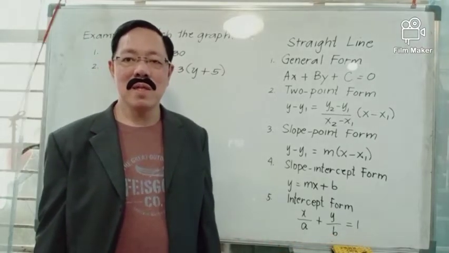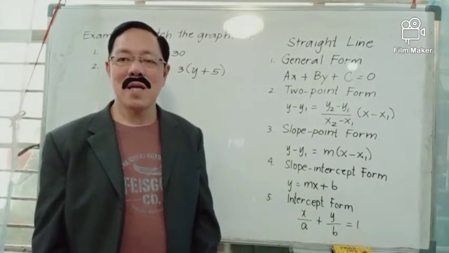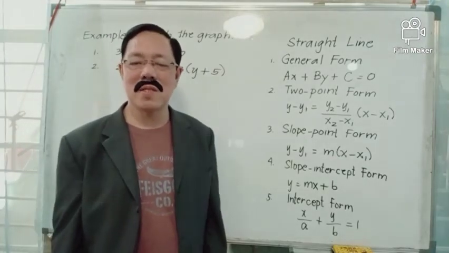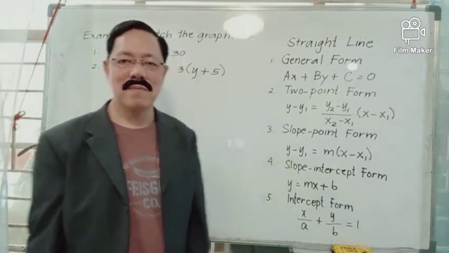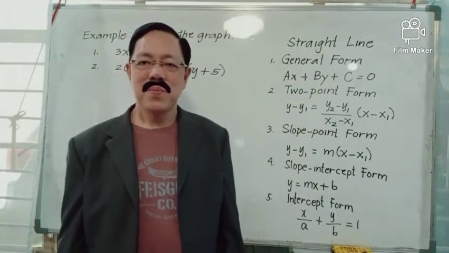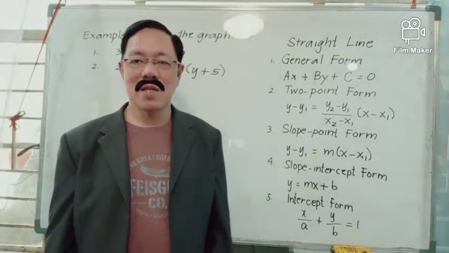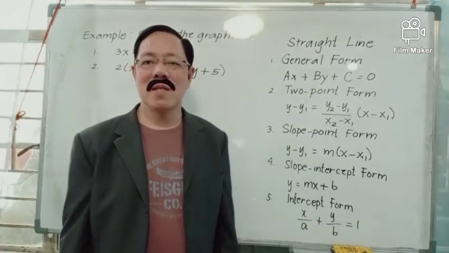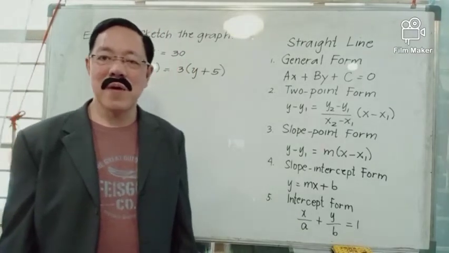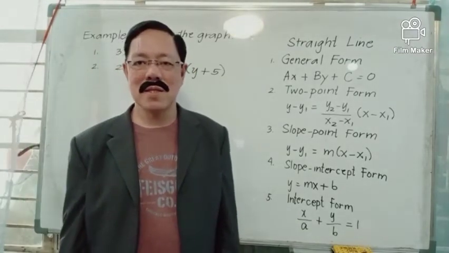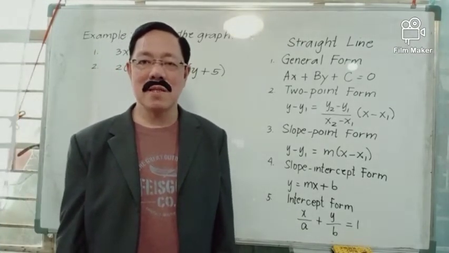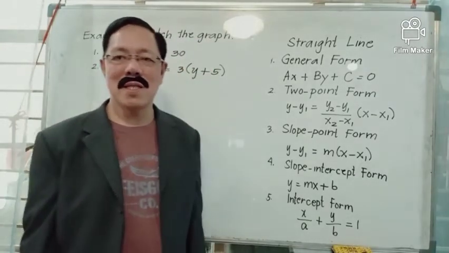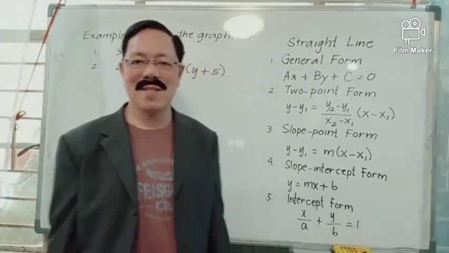For now, we will study how to sketch the graph of a straight line whose equation in two variables x and y is given. And the easier way to sketch the graph of an equation of a line in two variables x and y is to find the intercepts, in particular the x-intercept and the y-intercept. Consider the following examples.